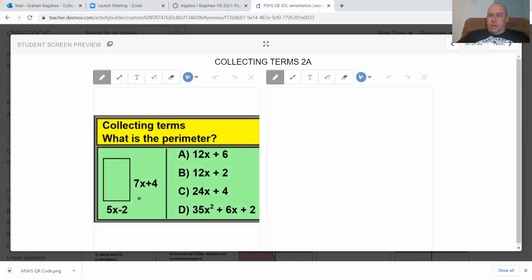Collecting terms. Big thing to remember for this is, although you can only see 2 sides of this, remember actually you've got to label all 4 sides of these. So the top is going to be the same as the bottom. So although it's not labeled, the top is also 5x minus 2, and the bottom is 5x minus 2. Along the side here, this is 7x plus 4, and the left-hand side would also be 7x plus 4. Oops, I'm not sure I left quite enough room in here. And for perimeter, this is where you add all the sides together.